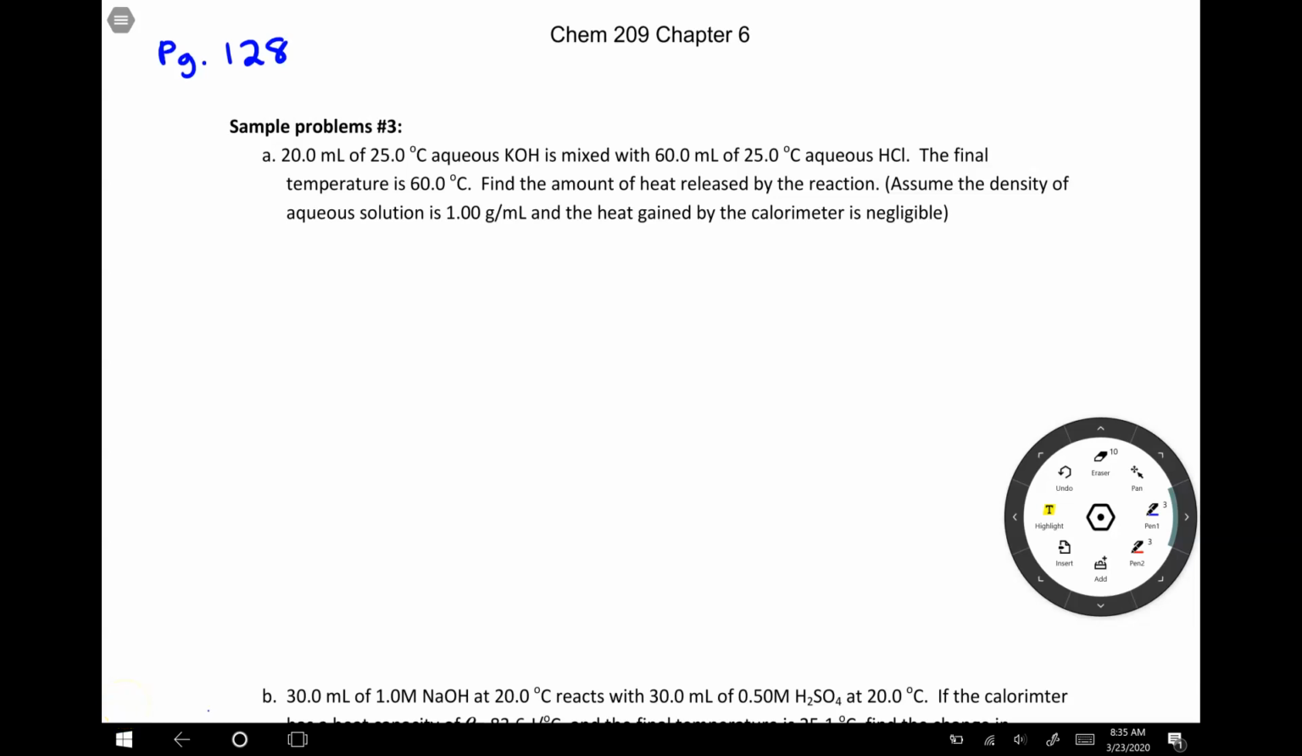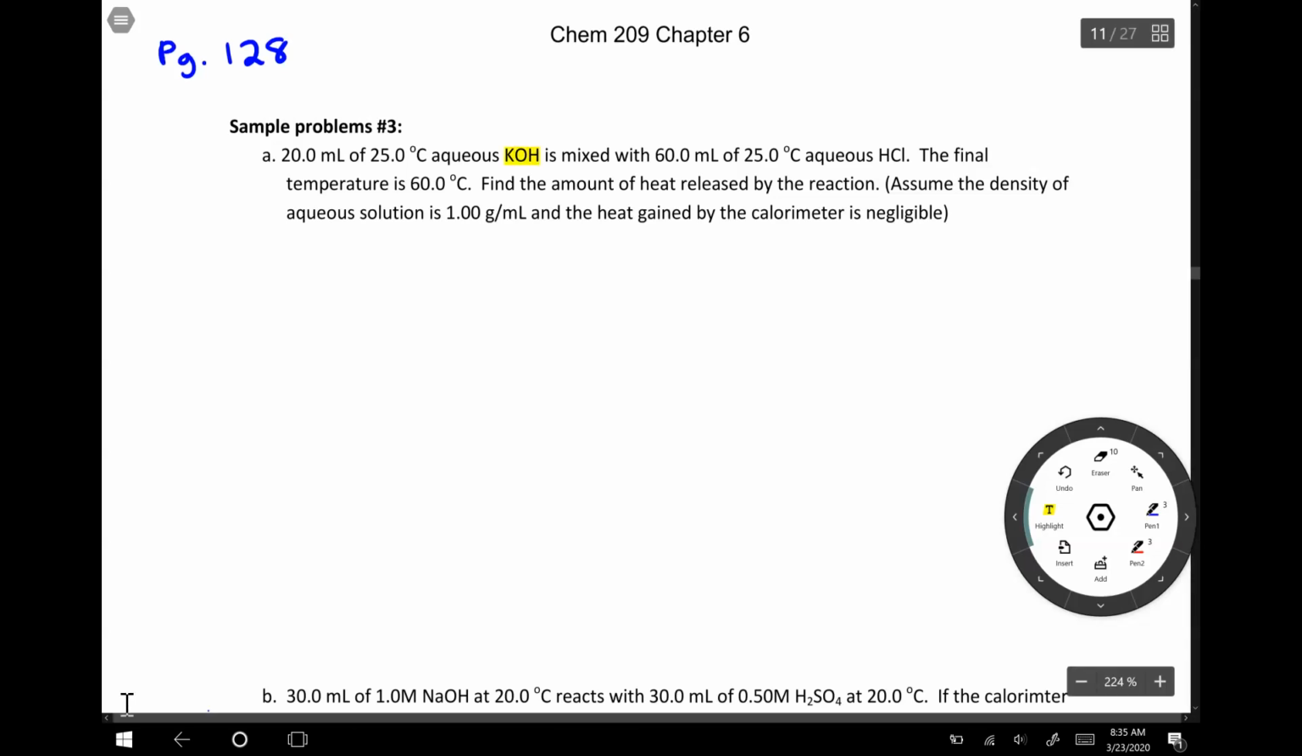Okay, so I am looking at page 128 in your notes, and I want to do sample problem number 3. This represents the third type of calorimetry problem where we're doing a chemical reaction inside that coffee cup. Now the type of chemical reaction that I'm looking at, I'm mixing 20 milliliters of aqueous potassium hydroxide together with 60 milliliters of aqueous hydrochloric acid.